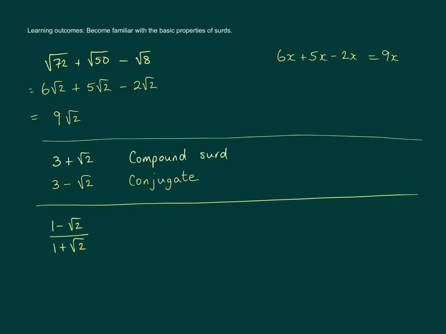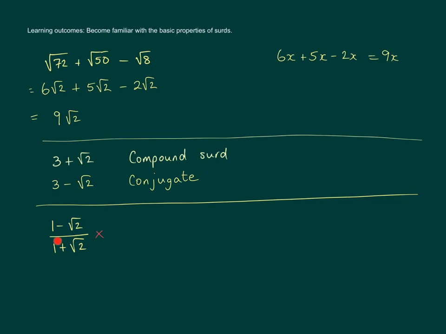An example of where you might use the idea of the conjugate, and you'll come across this later in complex numbers also, is if you have one compound surd divided by another compound surd. And the way to write that as a single compound surd is to multiply above and below by the conjugate of the denominator.